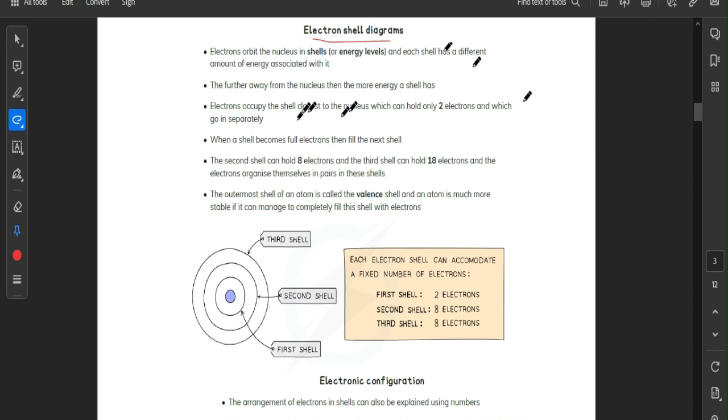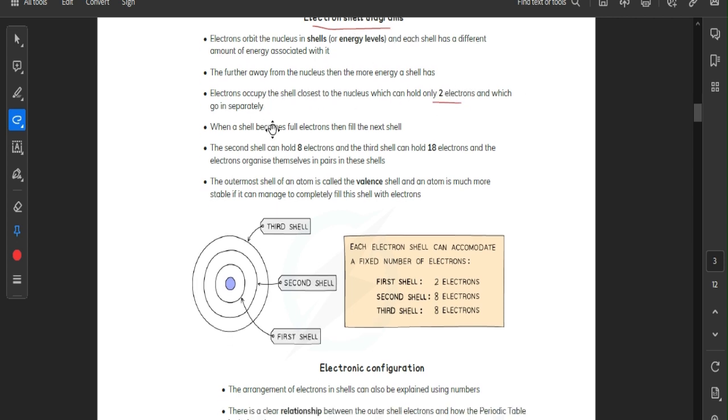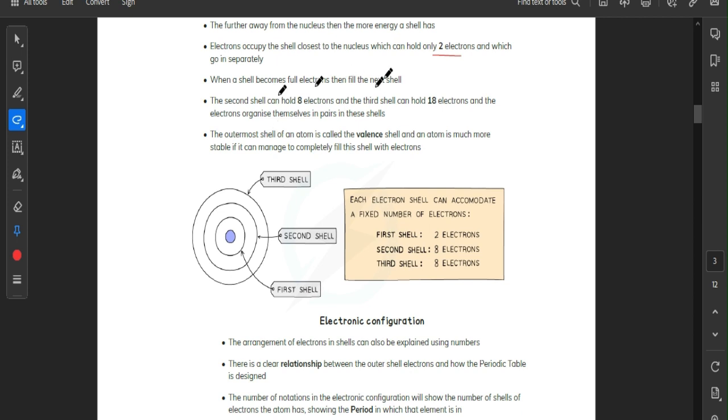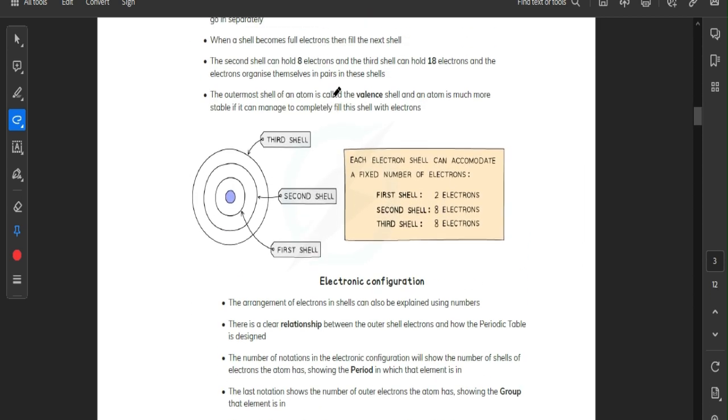Electrons occupy the shell closest to the nucleus first, which can hold only two electrons. When the shell becomes full, electrons fill the next shell. The second shell can hold 8 electrons, and the third shell can hold 18, and the electrons organize themselves in pairs in these shells. The outermost shell of an atom is called a valence shell. Note this valence shell, it will help you in further studies. An atom is much more stable if it can manage to completely fill the shell with electrons.